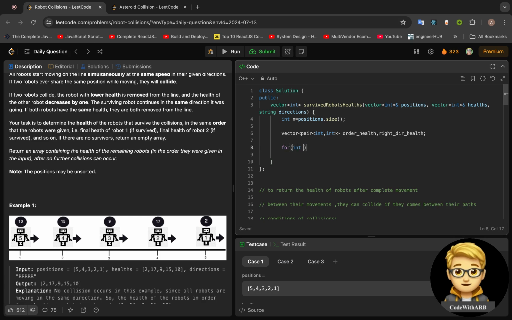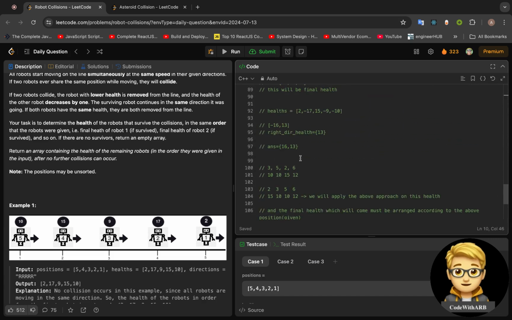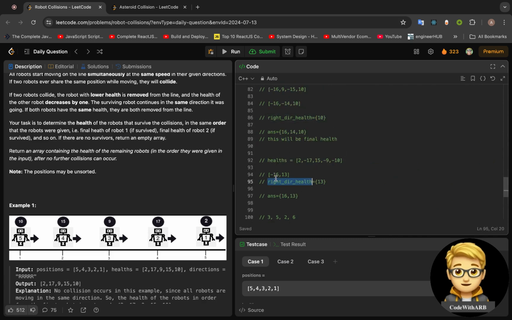So I will just store in ordered health. What I will store is the current position and the health in a pair, right. For the pair, this needs to be in curly braces, right. This is position, this is first, and this is second. This will just be stored. But before this, remember that I also need to change the directions, by making them negative. So right direction is positive and left direction is negative.